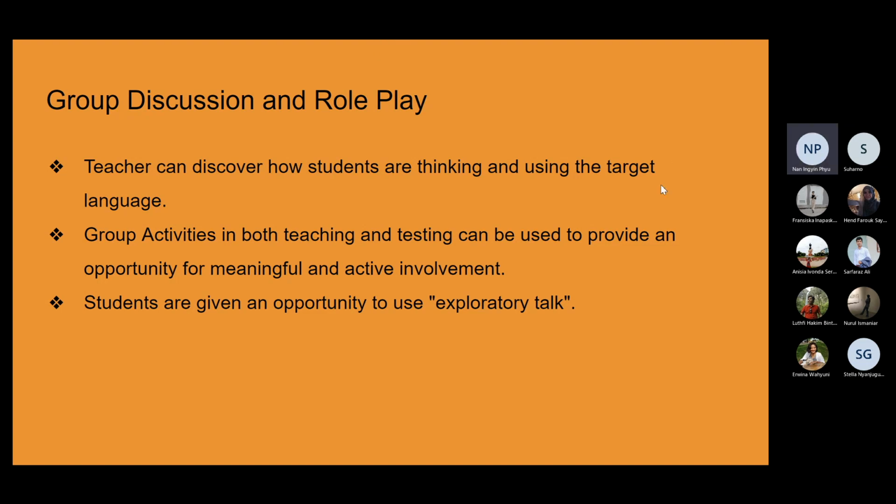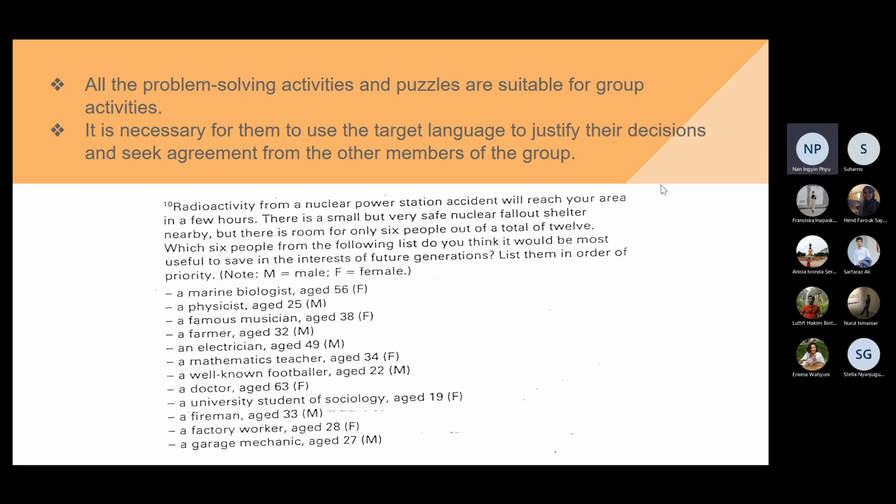So for example, a problem solving activity and a puzzle are really suitable for group activity. For example, here, radioactivity from a nuclear power station accident will briefly affect your area. So there is a small but safe nuclear fallout shelter nearby. However, it only has room for 6 people out of a total of 12 people. So the 6 people from the following list, who do you think it will be most useful to save in the interest of the future generation? So here, list them in order of priority.